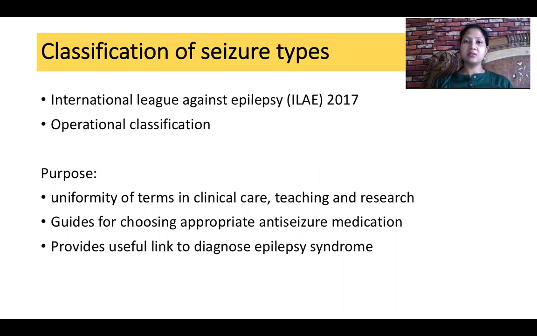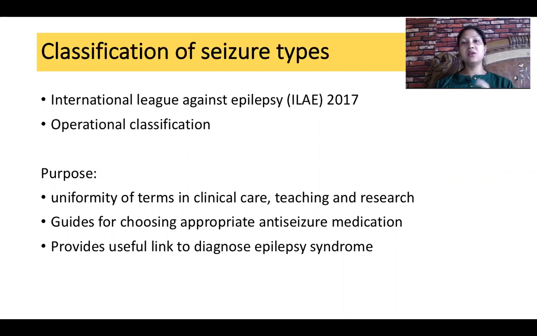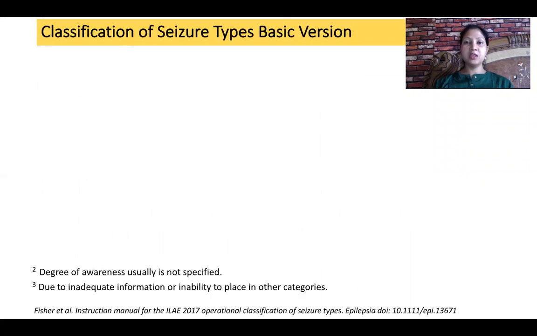It gives an idea of what particular kind of epilepsy syndrome is present in a child, and it also guides us in the proper use of anti-seizure medication. So knowing the right seizure type in a child is very important, and that is the importance of knowing this new classification system. The basic version, we'll be discussing first.